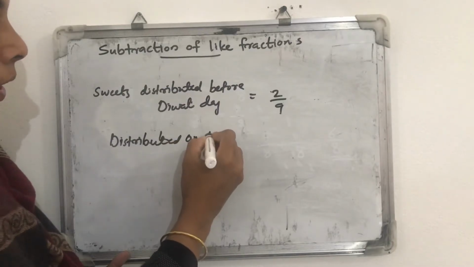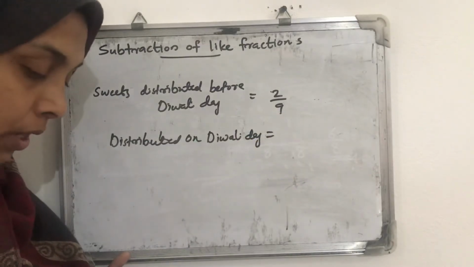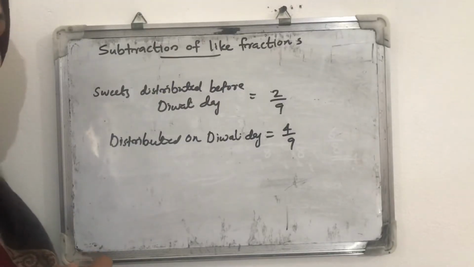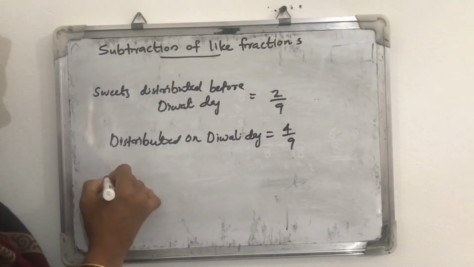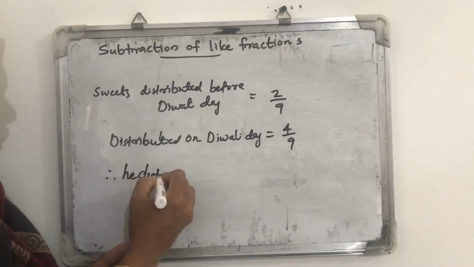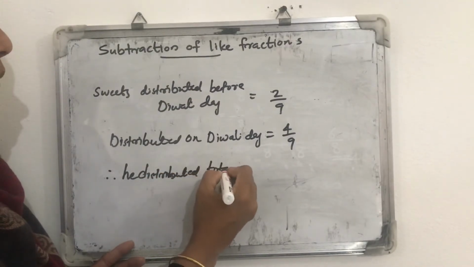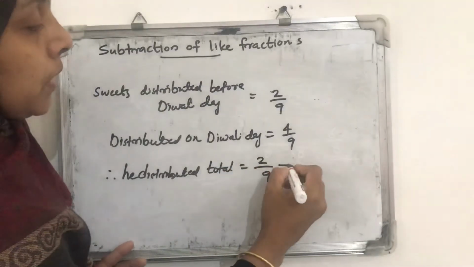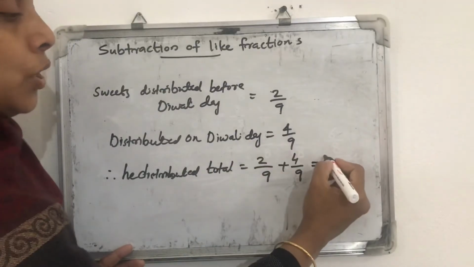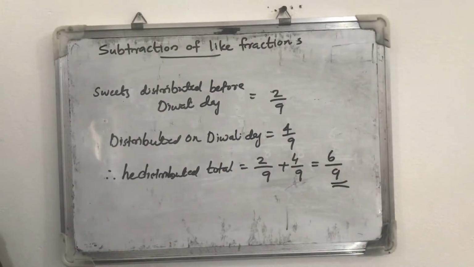Then sweets distributed on Diwali day. How much part? That is given, 4/9. Okay, then what fraction did he distribute in all? So therefore he distributed total equal 2/9 plus 4/9. How can we find it? Only add the numerators. 2 plus 4, 6. Write the common denominator 9. 6/9. Okay, it is very easy.